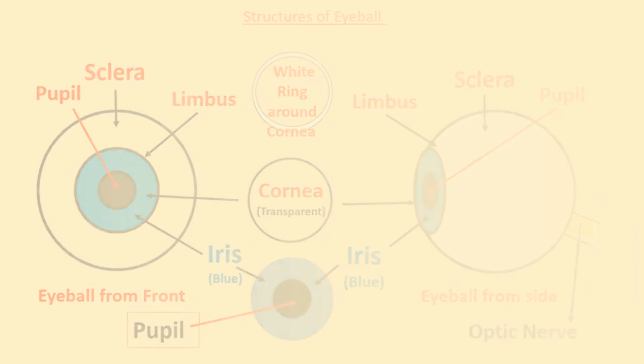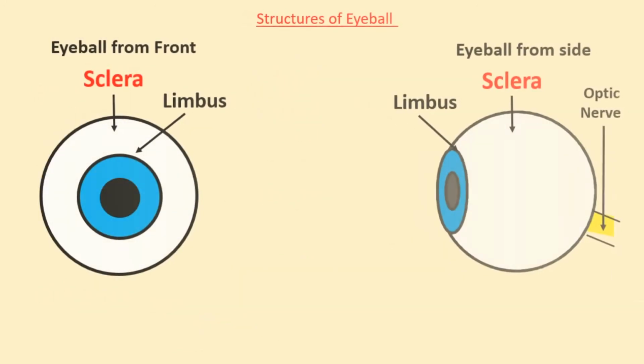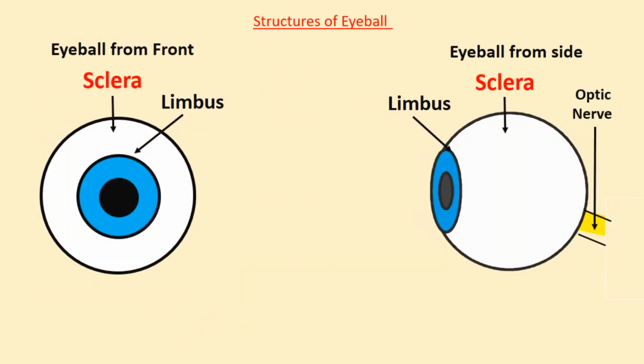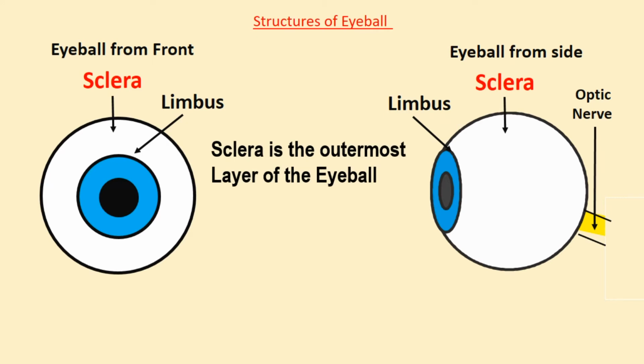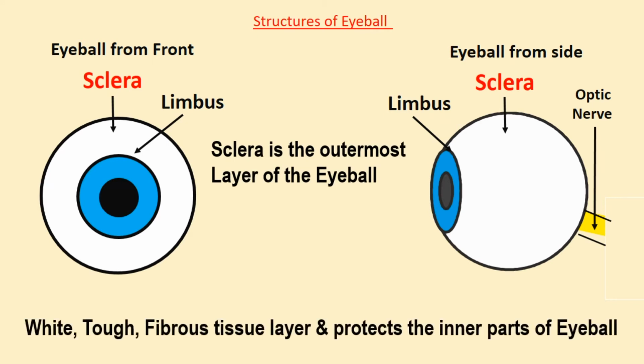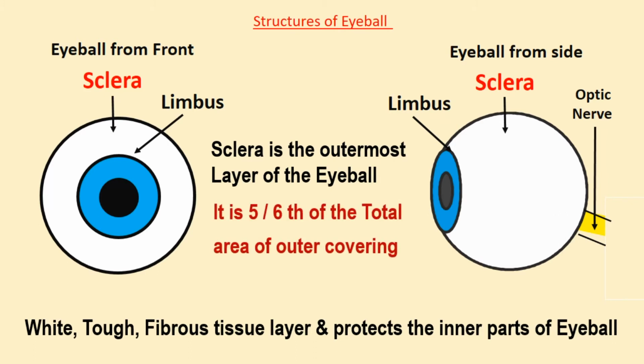When we look at an eyeball, either from front or from side, we see a large white area all around. This is sclera. The sclera is the outermost layer of the eyeball. It's a white, tough, fibrous tissue layer and protects the inner parts of the eyeball. It's 5/6 of the total area of outer covering. The other 1/6 is transparent cornea in front.